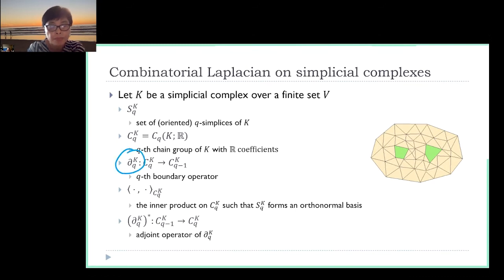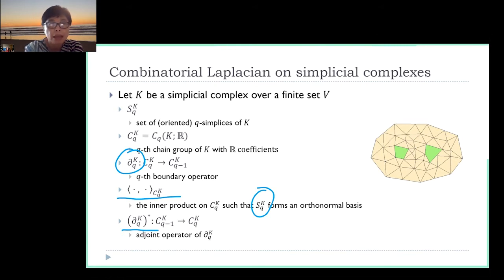And now, this is the Q's boundary operator. Now let's also put an inner product. Since we're defining everything using R coefficients, let's also put an inner product on the Q's chain group, this vector space, where we take the set of Q simplices of K as an orthonormal basis. And then we can use this. This is the dual operator of the boundary operator.